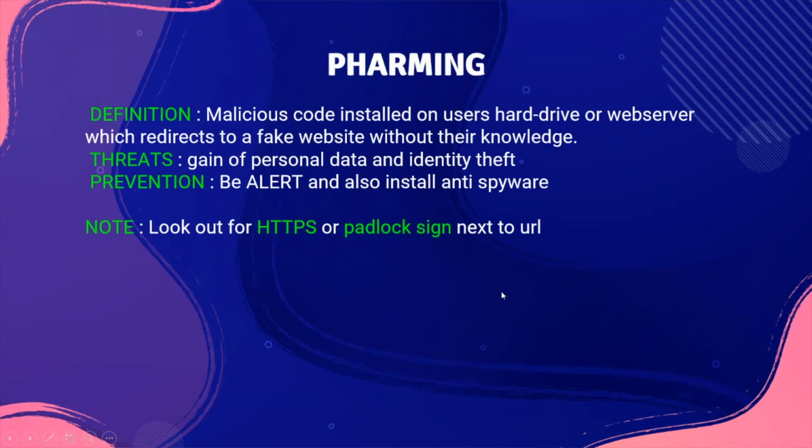Moving on to the next one, Pharming. Pharming is a malicious code installed on user's hard drive which redirects to a fake website. Same threats caused in phishing includes here too, but the prevention method is different, and that is usage of anti-spyware. HTTPS and padlock sign next to a website means it is a trusted website.